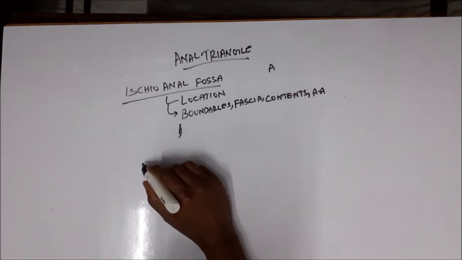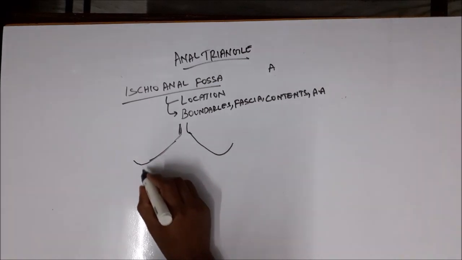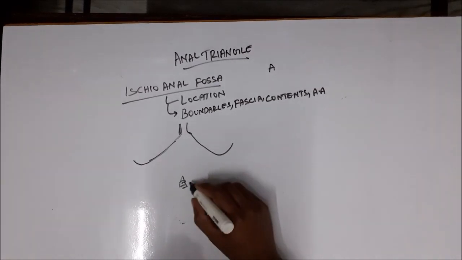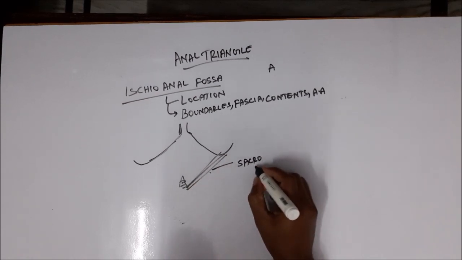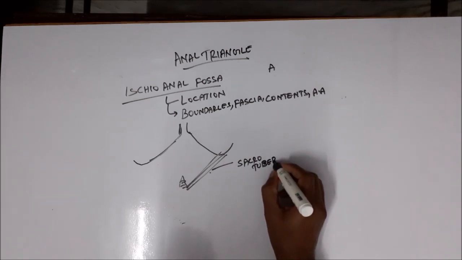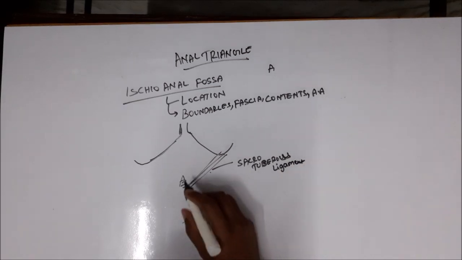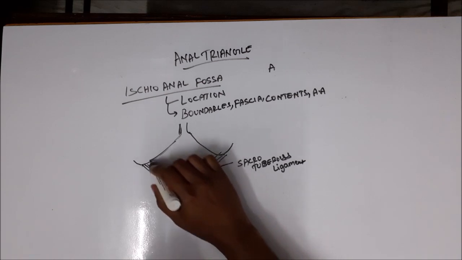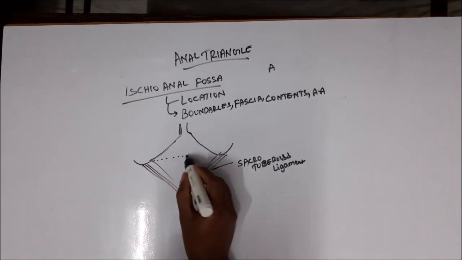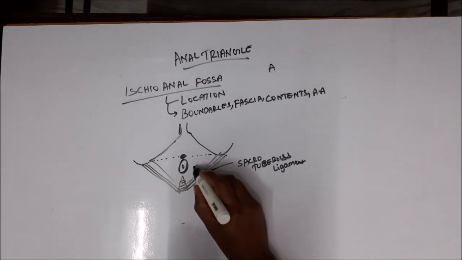So if you see the previous diagram, how was it? Anteriorly pubic symphysis, this will be the ischiopubic ramus, laterally the ischial tuberosity, posteriorly the coccyx, and this is the sacrotuberous ligament. So it's between the sacrum and the ischial tuberosity, and this is the imaginary line dividing the perineum into two triangles, the perineal body, and this is the anal canal. So we are concerned with this part.